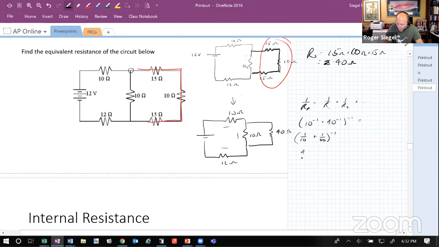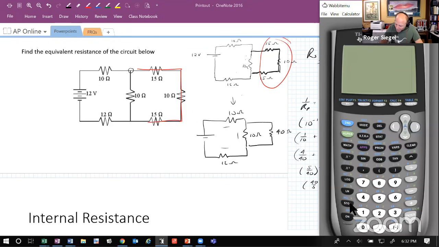And so we have 4/40 plus 1/40, inverse. And so that's going to be the inverse of 5/40, which is going to be 40/5, which is going to be 8. Now that took some time, right? That took a little bit of time. So please, I'd like it if you got better at using your calculators.